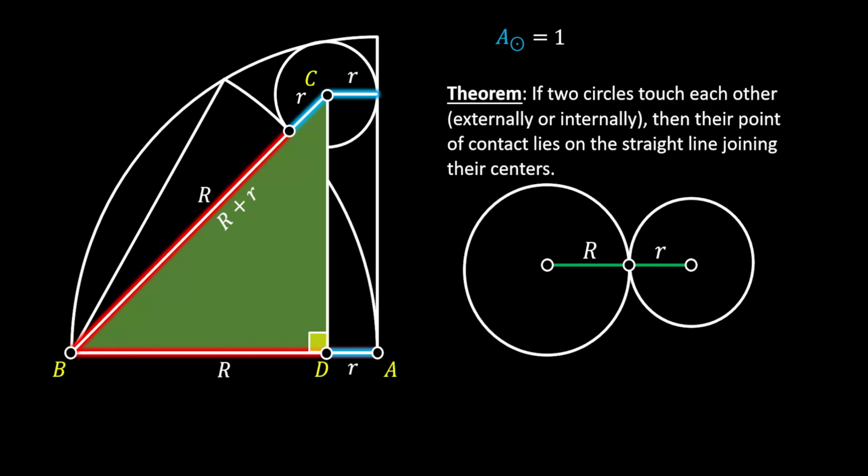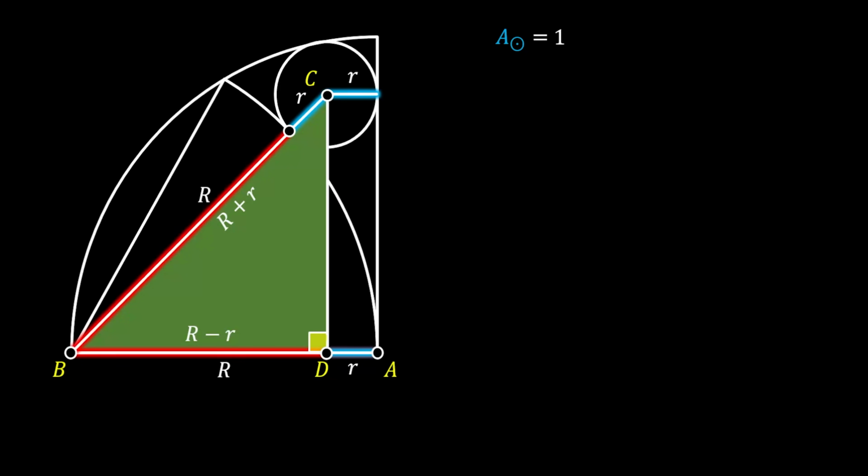But we also know that the leg BD is nothing but the difference between the radius of our big quarter circle and the radius of our small circle. So, let's try to use the Pythagorean Theorem to find out the length DC. So, the leg DC squared equals the hypotenuse BC squared minus the leg BD squared, and we can substitute our values from the sketch.